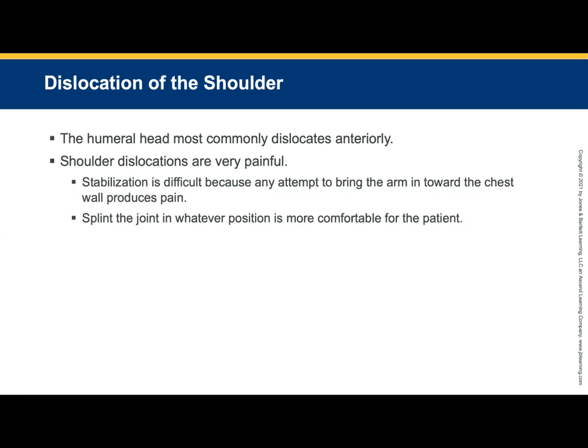Stabilizing an anterior shoulder dislocation is difficult because any attempt to bring the arm toward the chest wall produces a lot of pain. Whew. You must splint the joint in whatever position is most comfortable for the patient. Apply the sling to the forearm and the wrist to support the weight of the arm. Secure the arm to the sling and the pillow and the chest to the swath.